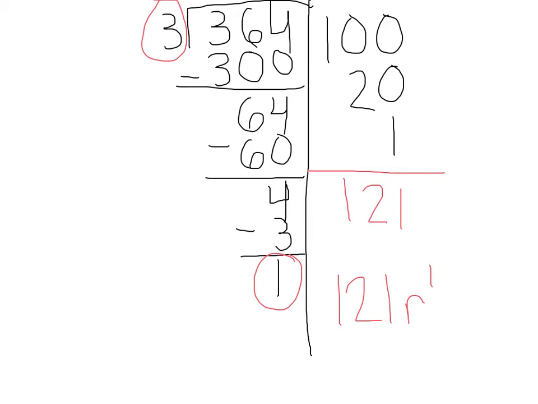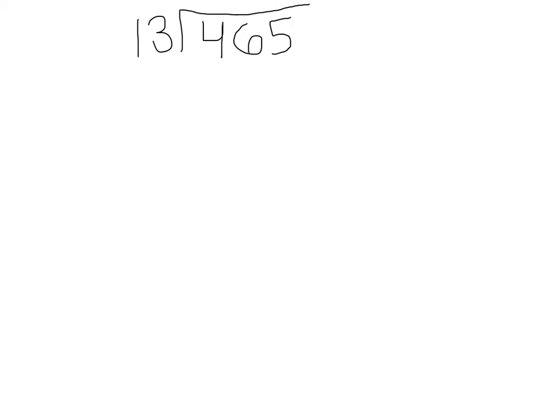So that's one example. I'm going to do one more example, and this one has a 2-digit divisor. So this is 465 divided by 13. And this one's really great because it has a 2-digit divisor. So it's going to show you that no matter what numbers you're multiplying, you're still going to get the same answer. And you can do it in a multitude of ways.